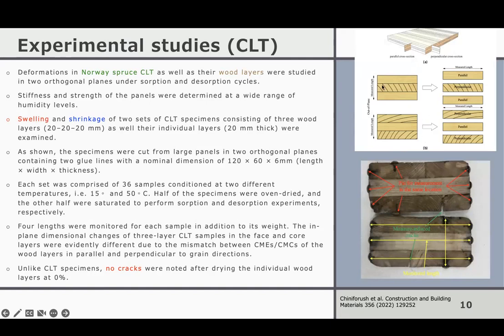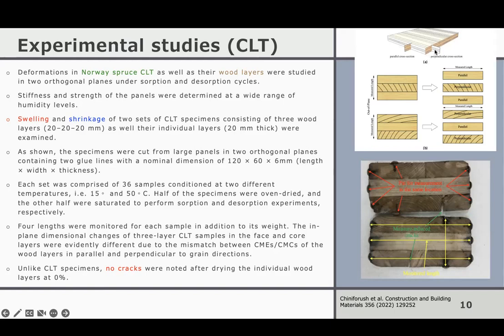But also, we cut the wood from some of these samples to look at how the clear wood, the building block of these CLT, expands and shrinks, and see if we can use those data to simulate the overall expansion and contraction of these when they are bonded. So we used Norway spruce wood for CLT, and we monitored their expansion and shrinkage depending on the environmental cycle in two different planes as well as out of plane.